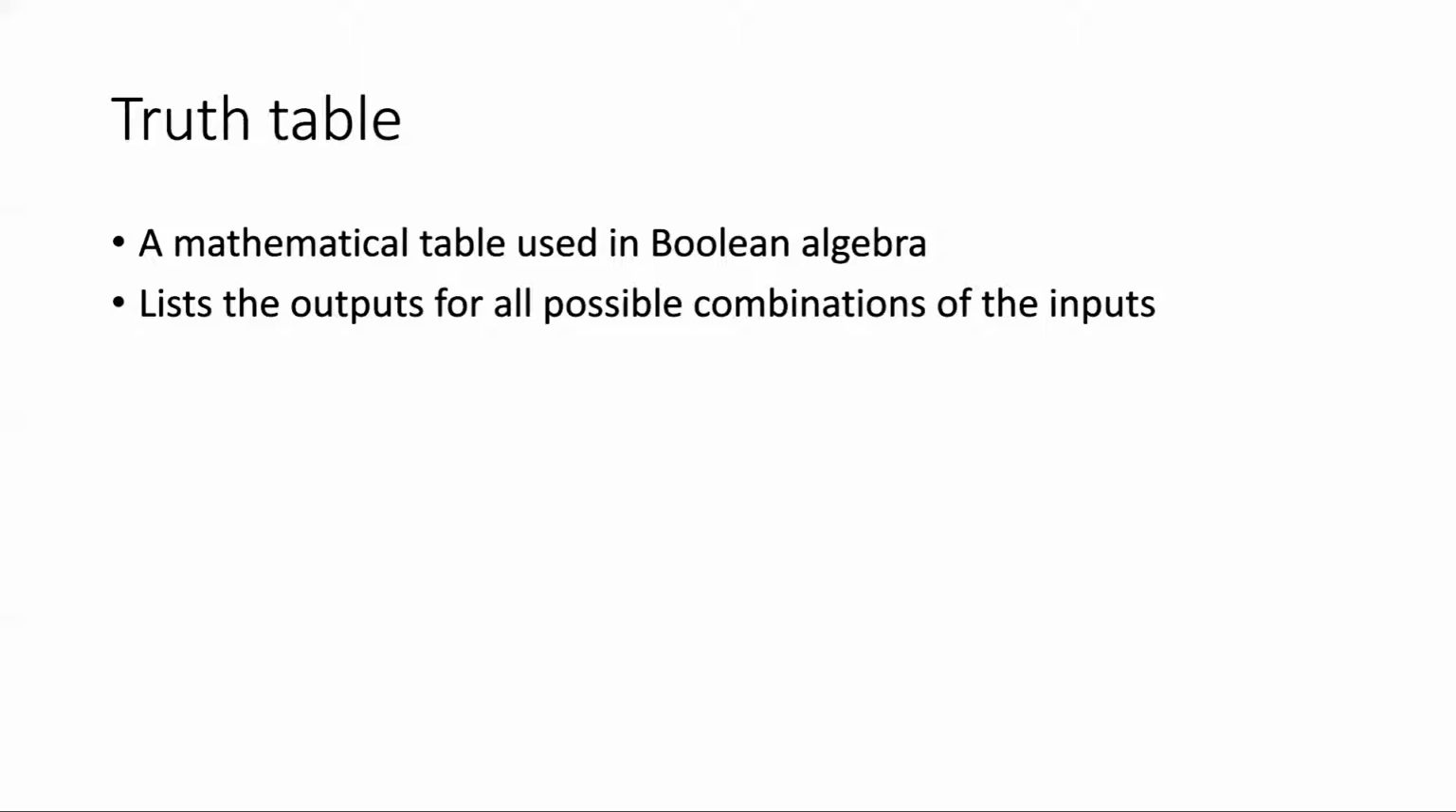So a truth table is a mathematical table used in Boolean algebra. As I said, it lists all the outputs that correspond to all possible inputs. Because the example we saw had just a very simple input, it consisted of only one bit. But we can have many bits of input to our circuit or to our logic gate or logic circuit. So it is very important that we know the truth table, which summarizes all the information about the circuit for us. We will see this in the coming slides.